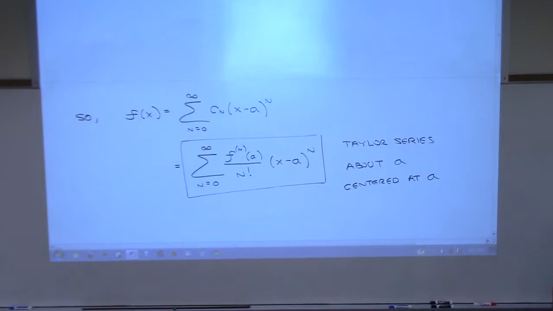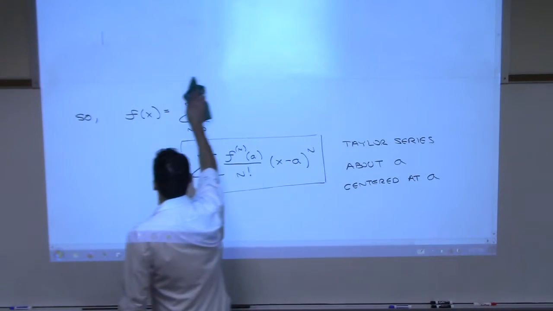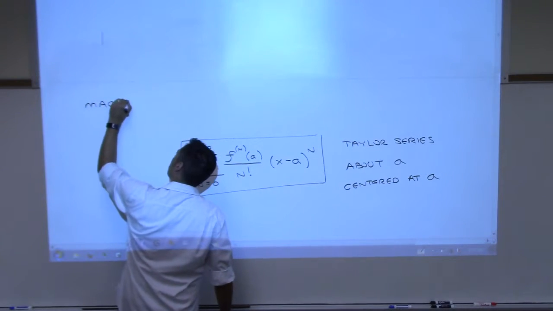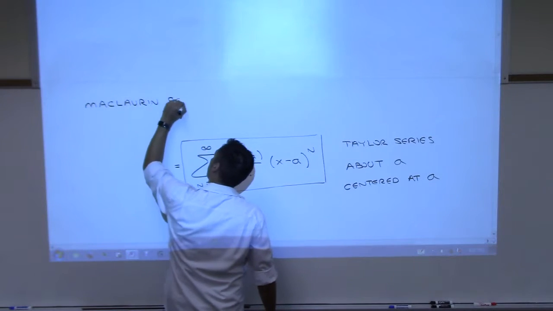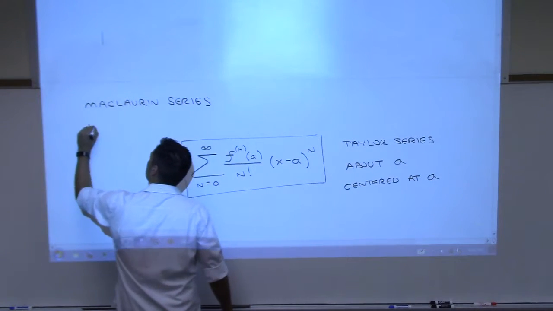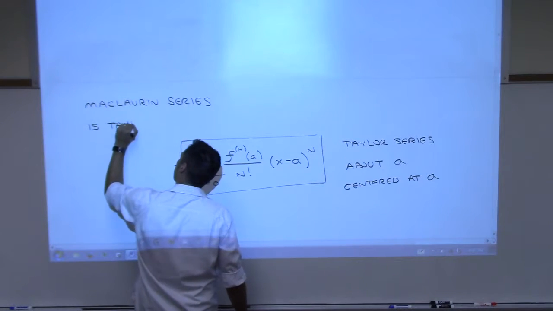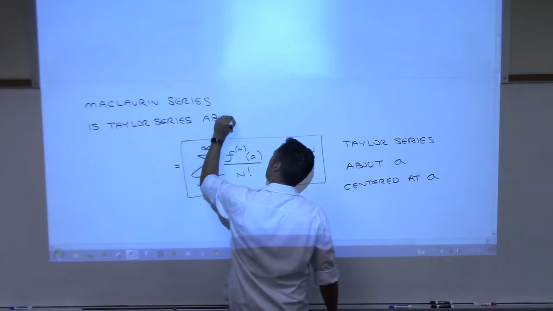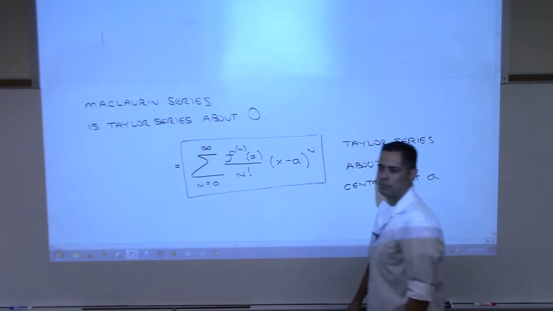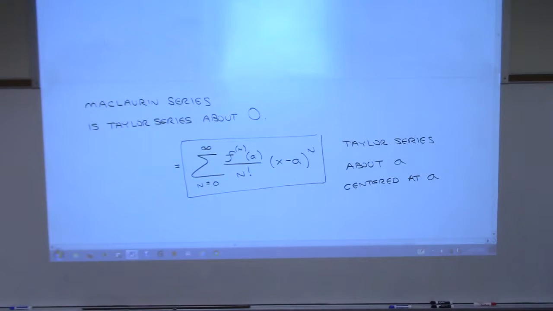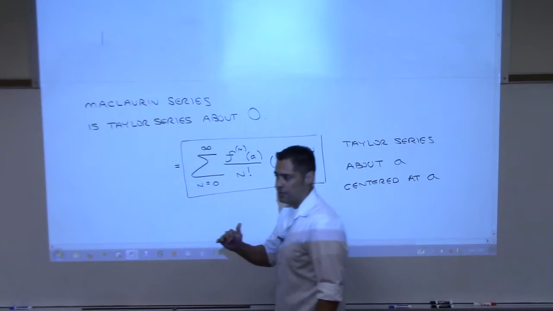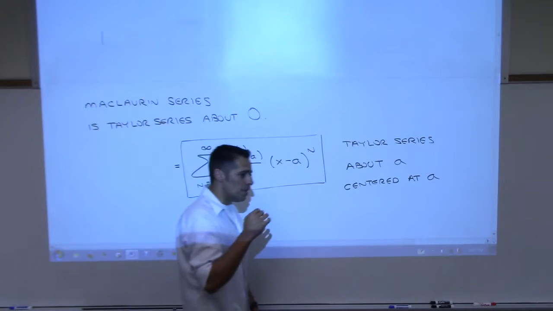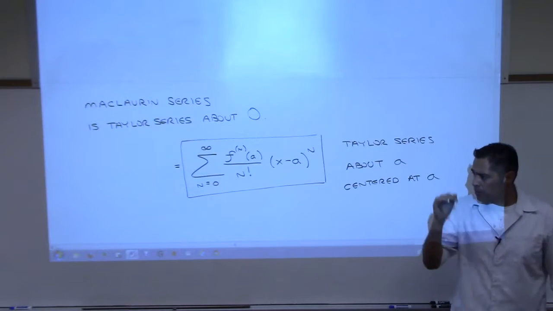Now, what is a Maclaurin series? Let me tell you. A Maclaurin series is a Taylor series about the specific number 0. In other words, if somebody asks you for the Taylor series of a function, they must tell you what a is. But if someone asks you for the Maclaurin series of a function, it's implied that a is 0.